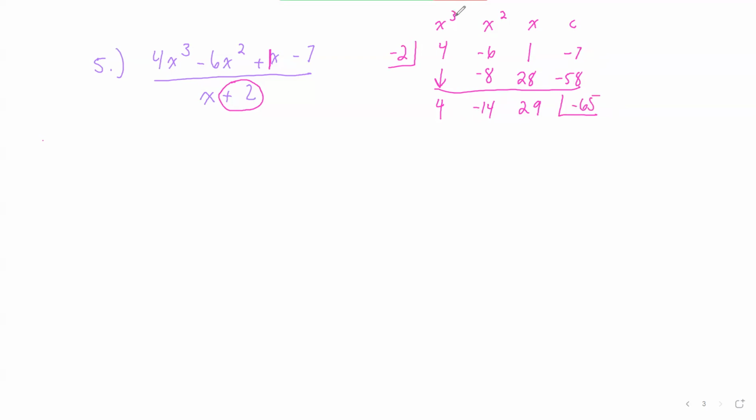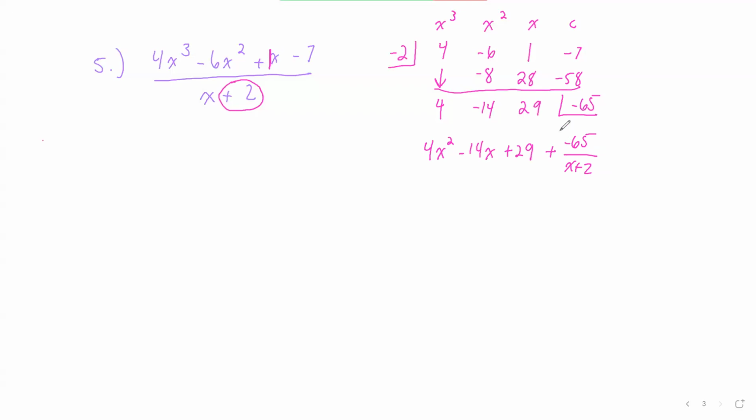Go down a degree. So instead of x cubed, this is now 4x squared. Instead of x squared, this is now -14x. Instead of an x, this is now a constant 29. This is your remainder. Now, I write it as plus usually, but if you do end up with a negative result, you can say -65 divided by x plus 2. But a lot of times you'll see me just say plus every time, and then I'll just write the remainder there. Both of those are the same correct answer.